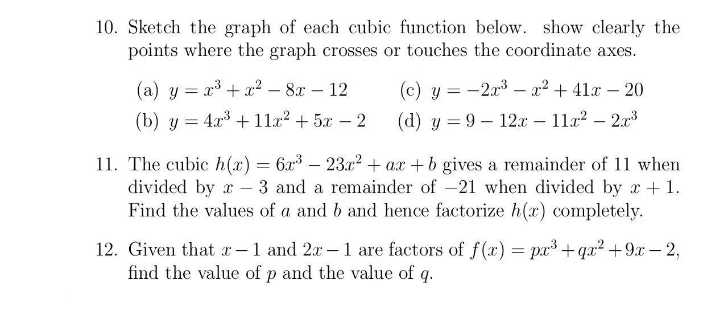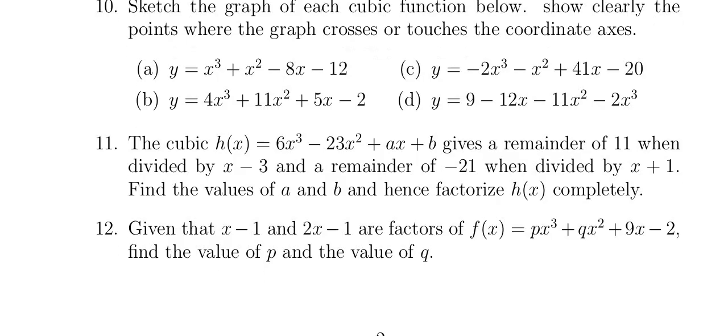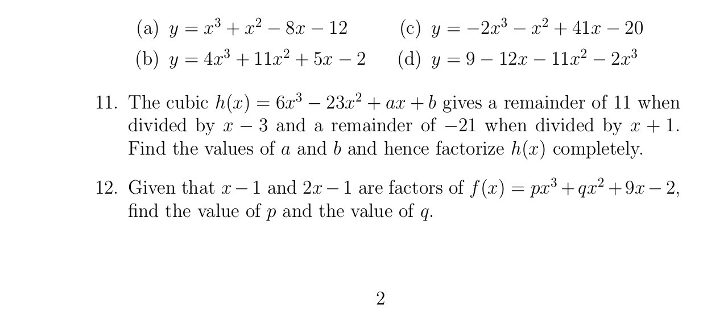So the second last question, number 11, they're saying the cubic function h of x gives a remainder of 11 when divided by this guy, and a remainder of -21 when divided by x plus 1. Find the values of a and b, and hence factorize h completely. So we want to get the value of a and the value of b. So expect such questions in your test 1. Yeah, this is a test 1 question material.